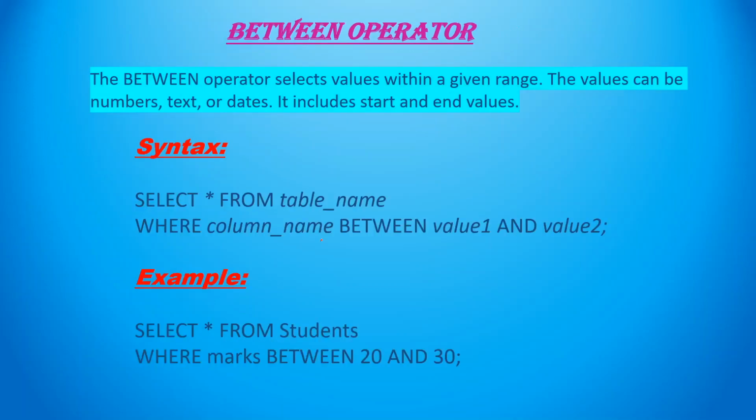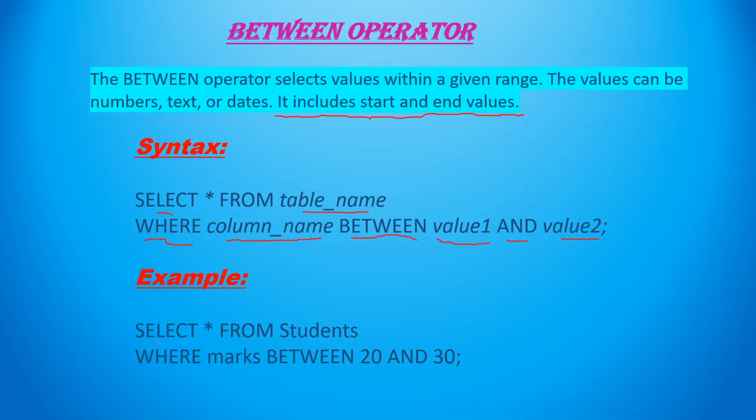Next is the between operator. The between operator selects values within a given range. You can specify a starting and ending value, and it will select all the records that fall in that range. When you specify this range, the starting value and the end value are included in the condition. This is the syntax: select asterisk from table name where column name on which the condition is to be applied between, which is your keyword, this is the starting value and this is the ending value.